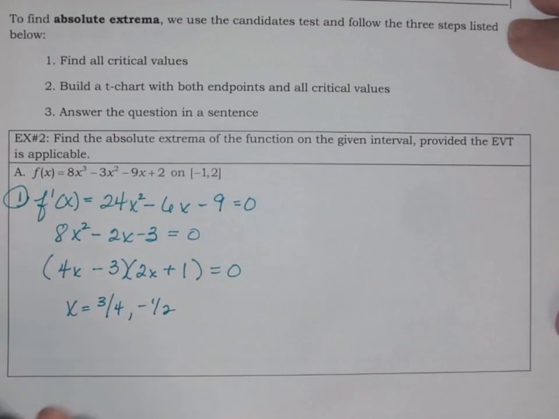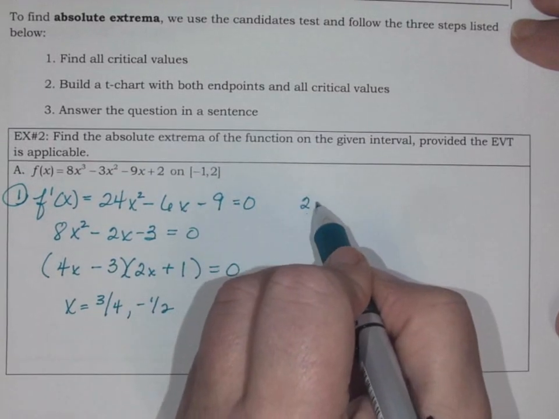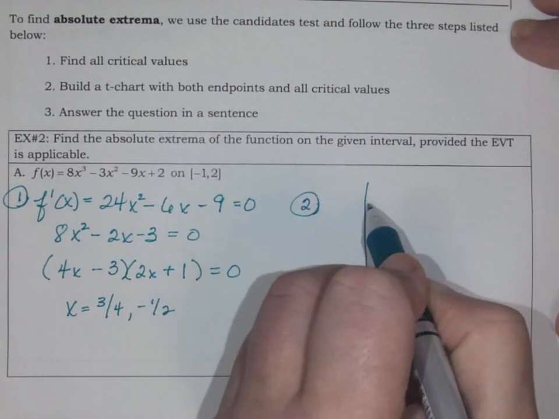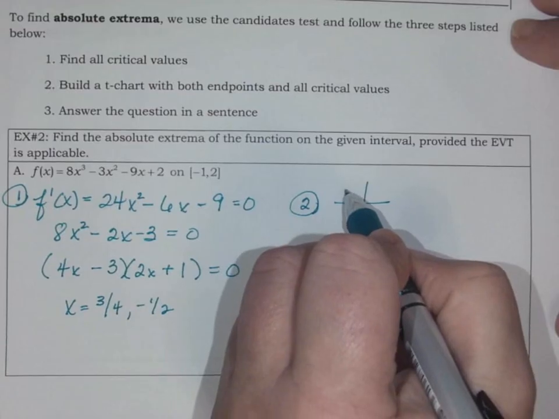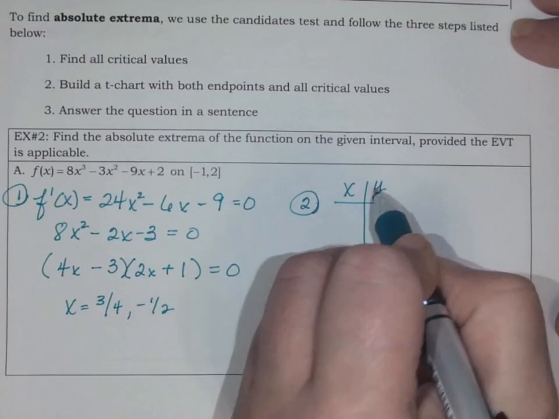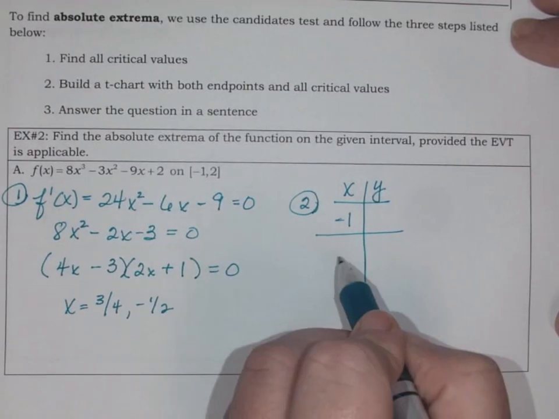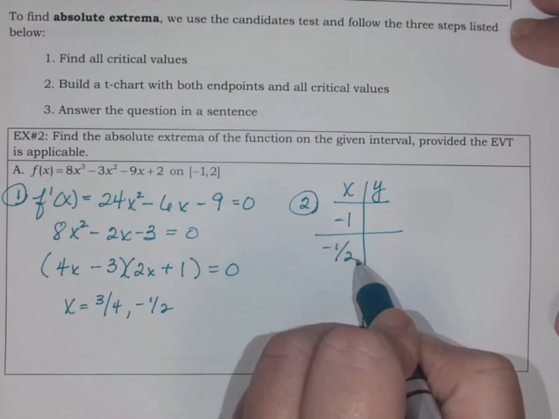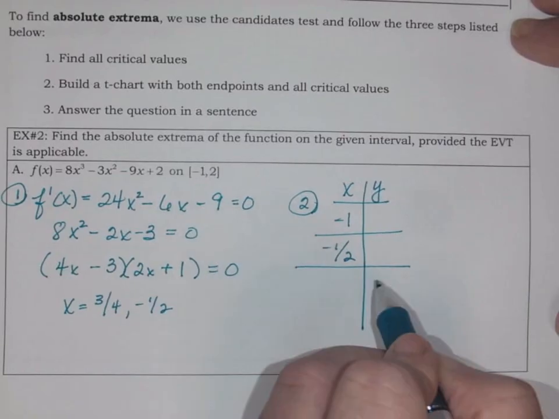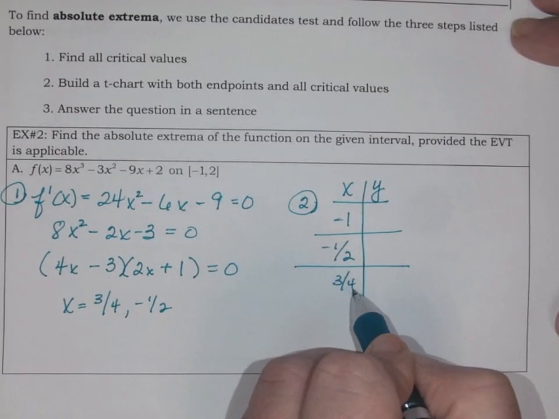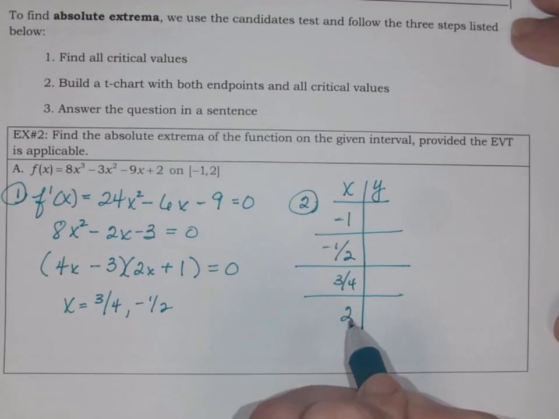So that's step 1. Step 2 is to build a t-chart. So in that t-chart, we're going to have our x value and our y value. We're going to take our endpoints, -1, then -1/2, then a positive 3/4, and then a positive 2.